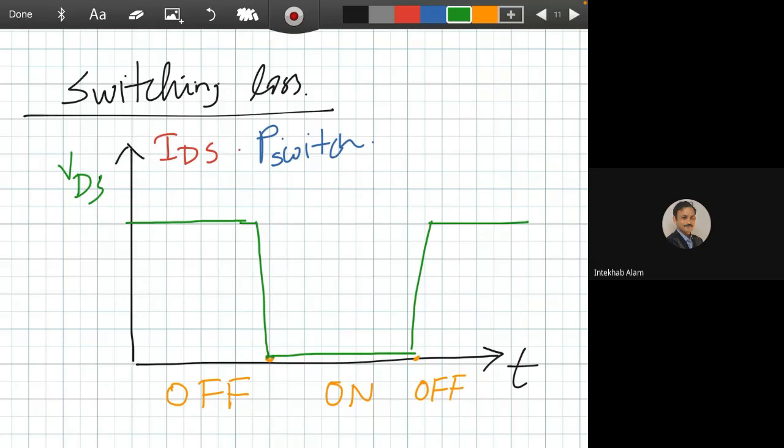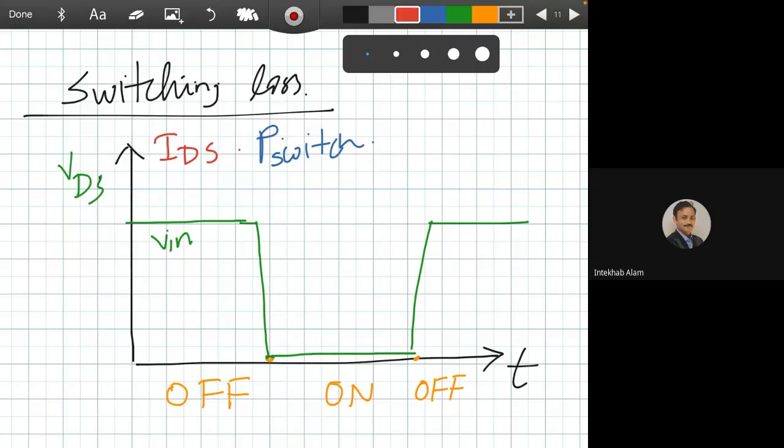When the switch is on, VDS will be almost 0, but not 0. Is it okay? And when the switch is off, VDS will be equal to V in or V load. Do you understand? So what will the current be? Current will be almost 0 when the switch is off. Almost 0.